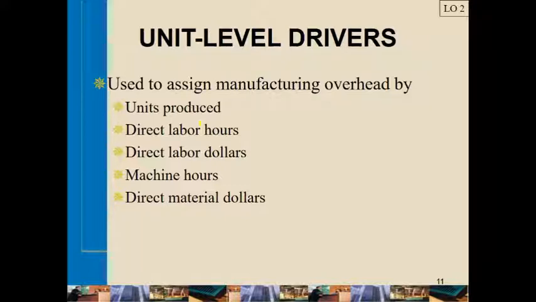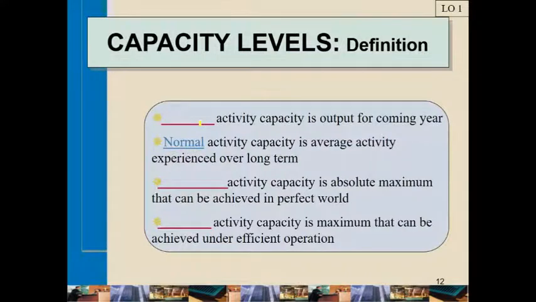So after the organization has already chosen a unit level driver, the next step is to determine the activity capacity that the driver measures. Now, although any reasonable capacity level could be chosen, there are 4 usual candidates or ang imong tawag nga mga capacity levels. So, there are 4. First is your expected activity capacity, which refers to the activity output the firm expects to attain for the coming year.